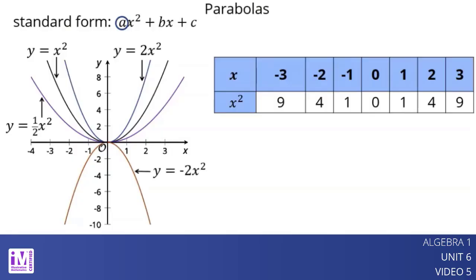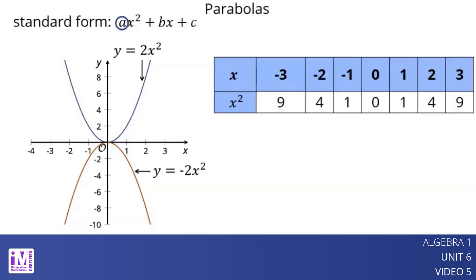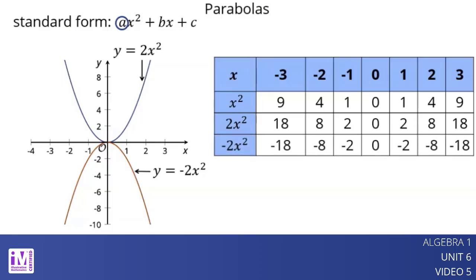Let's look more closely at y equals 2x squared and y equals negative 2x squared. If we compare the output values of y equals 2x squared and y equals negative 2x squared, we see that they are opposites, which suggests that one graph would be a reflection of the other across the x-axis.